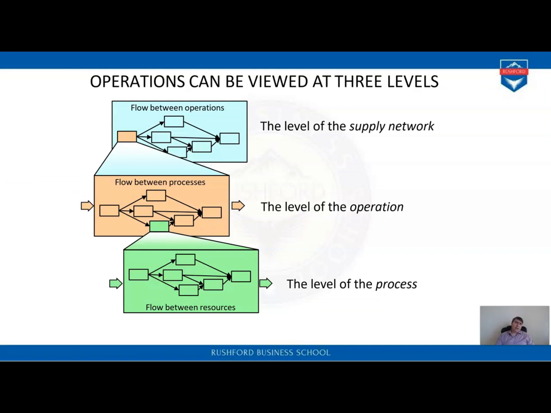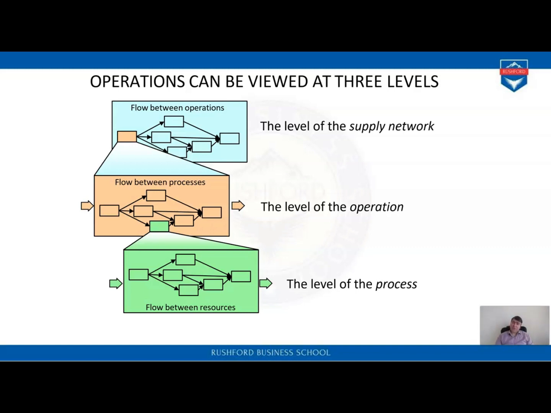Operations can be viewed at three levels. At the high level, here is the flow between operations, the operation flow. The level of the supply network could be different companies downstream and upstream of the chain, or inbound logistics, outbound logistics, or different companies working together. For example, your input could come from a raw materials supplier, or from different IT companies, IT software or an ERP system, whatever. So that's the operation flow between the different companies, the level of the supply chain network.